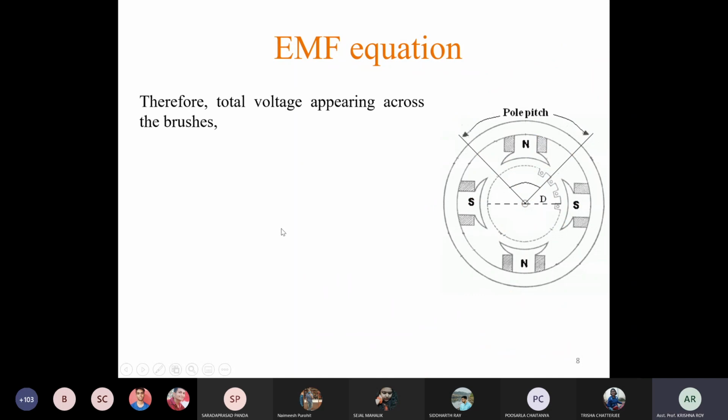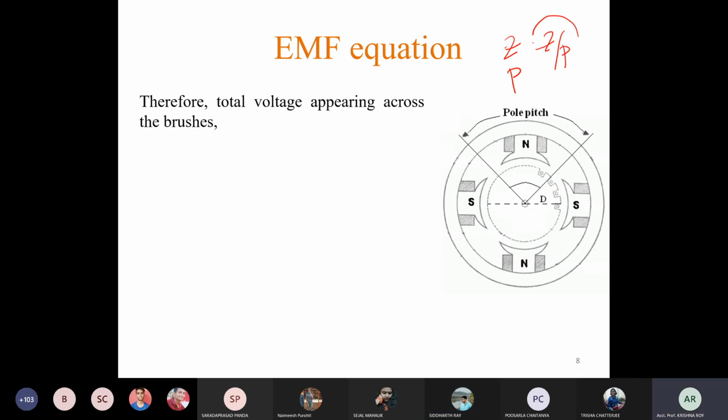Now we have Z number of conductors in the machine, and we have calculated the induced EMF in a single conductor. So we will be able to calculate the total EMF across the brushes. There are Z number of conductors and P number of parallel paths. So how many conductors are there in a single path? Total conductors Z and P paths. Obviously Z by P.